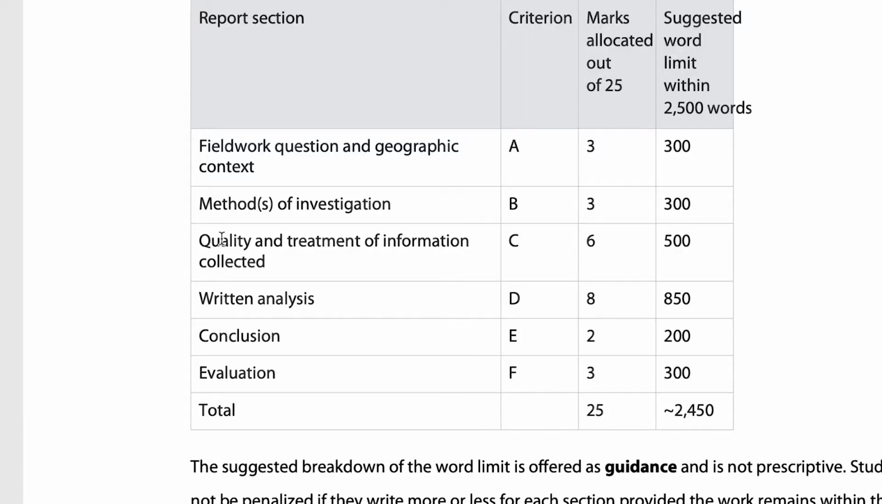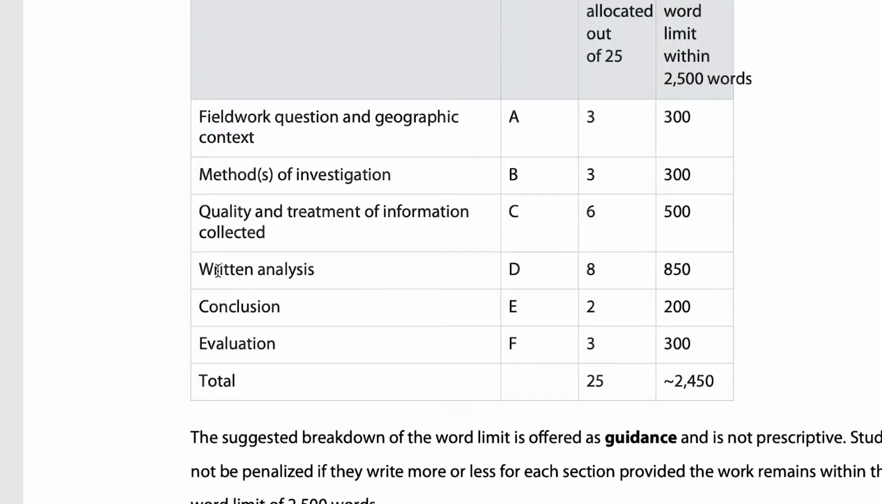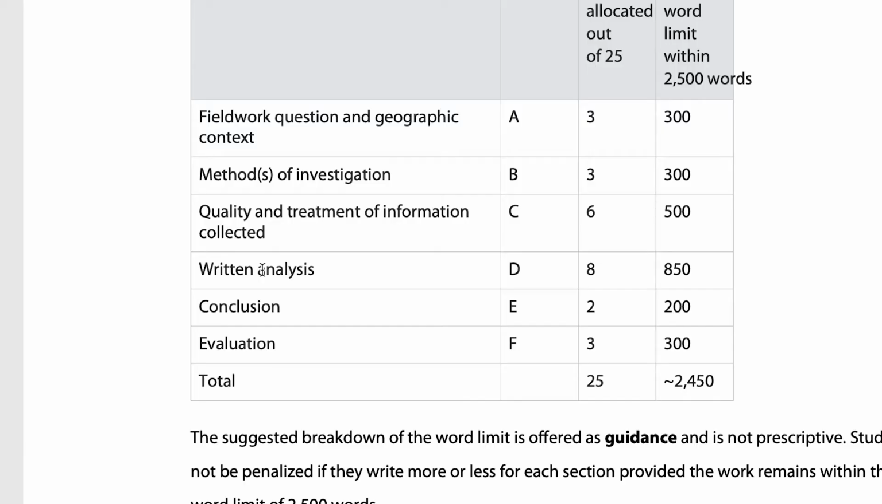Next, quality and treatment of information collected. This is more about maths and more about treating data and looking at the data. So that's another 6 marks, just talking about, yes, there was a correlation, no, there wasn't a correlation. So it's an easy 6 marks as well that aren't related to geography. The next 8, clearly written analysis, it's all about the geographic knowledge and why the results are the way they are. Conclusion, to some extent related, but evaluation, another 3 marks that have nothing to do with the geography syllabus. So out of the 25 marks, there's 12 that do not relate to geography at all. So even if you struggle with geography, you should get those 12 marks pretty easily if you just follow the syllabus as I'm about to read out.